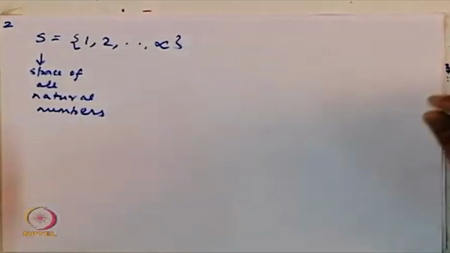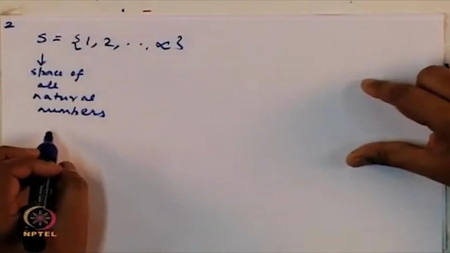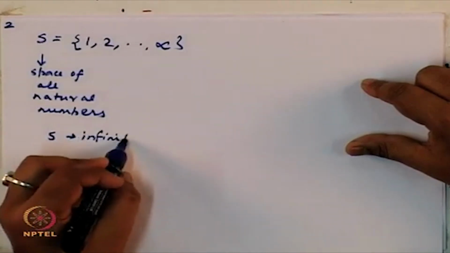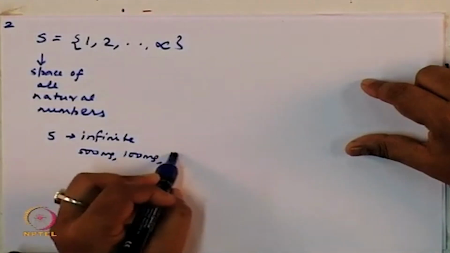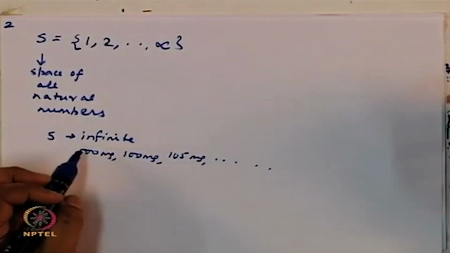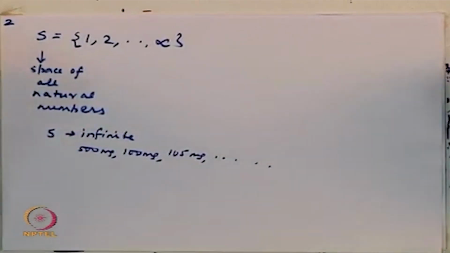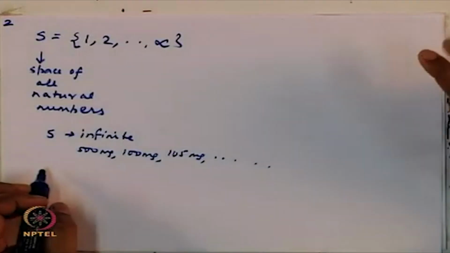Or let us say you can think of the dosage you can administer to a patient with a certain drug. In that case also S has infinite possibilities, right. You can give 500 milligrams, 100 milligrams, 105 milligrams, and so on. So there are really infinite possibilities here. So a sample space can be infinite or finite, as in the case of rolling a die or tossing a coin. So S is the list of all possible outcomes.